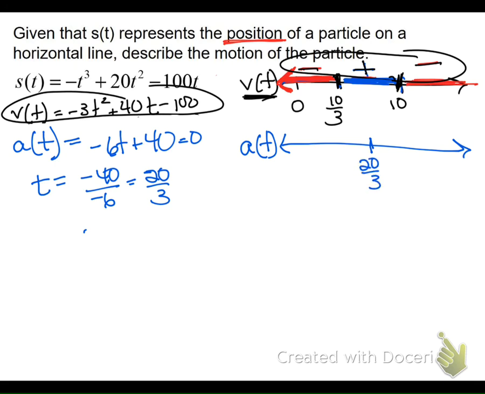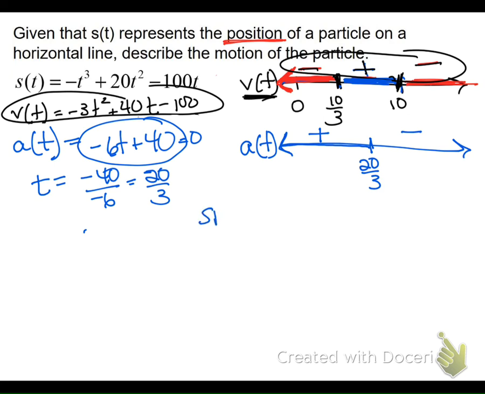Okay. So now find the sign of my acceleration. We're going to plug it in here. There's just one factor. If I plug in a number to the left of 20/3, I could plug in 0 or 1, and I'll get the acceleration as positive there. If I plug in a number to the right of 20/3, I could plug in a 10, I could plug in 100, I could plug in 1,000, and you'll get acceleration as negative there. Now I have to put it all together to find speed. Are we speeding up or slowing down?